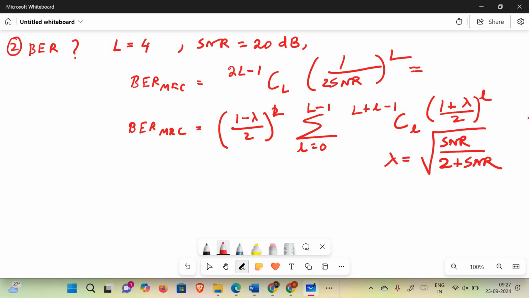20 dB should be converted to linear. Every equation, wherever the SNR is being used, it should be in linear scale. Later on, we have to convert it back, just like we did in the lab also. We took it in linear scale, then we converted back to dB. So that is how we should be approaching. Don't substitute the SNR values provided to you directly.